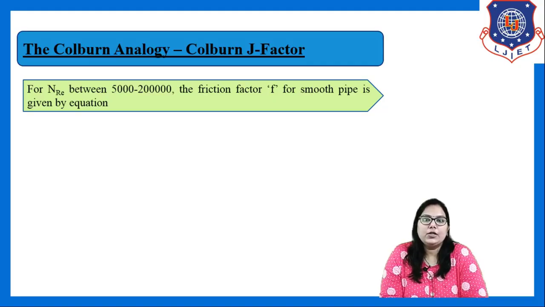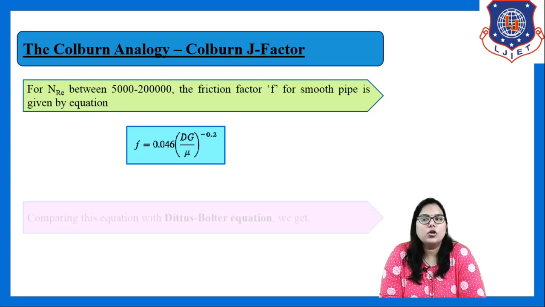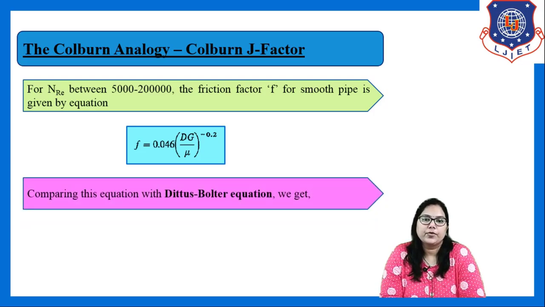Basically, when NRe is between 5000 to 2 lakhs, the friction factor f for a smooth pipe is given by this equation: f = 0.046 (d v ρ / μ)^(-0.2).